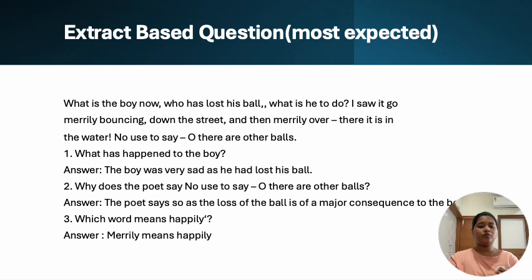So the extract based question that is most expected to occur from this poem is only one. What is the boy now who has lost his ball? What is he to do? I saw it go merrily bouncing down the street and then merrily over. Then it is in the water. No use to say, oh, there are other balls.